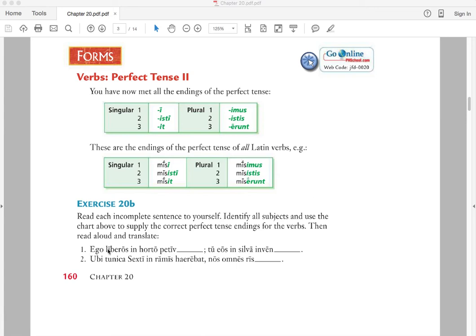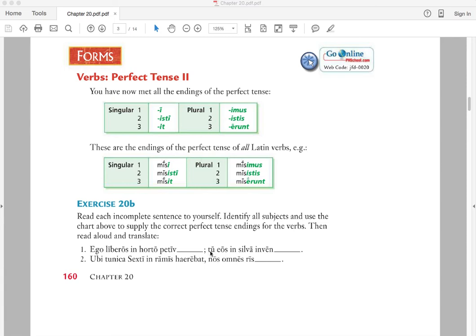So we think about ego, that's first person singular. Ego equals i ending here. So ego liberos in horto petivi. I looked for them. Ego petivi. You found them. Now we're going to use the second person singular ending. This is you singular here. Maybe it's good to just go through this again real quick. I; you, meaning you singular, right? We see singular here, just one you; he, she, or it here; we; you all, or you plural; and they.